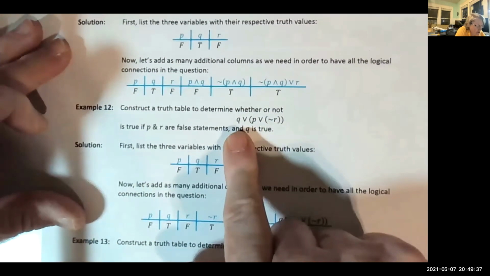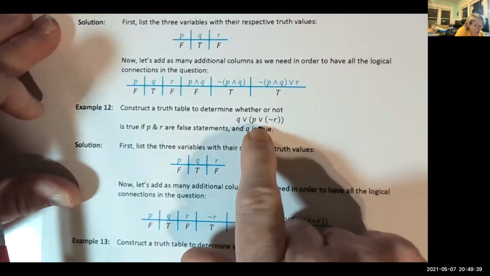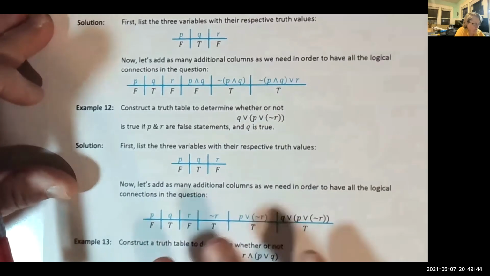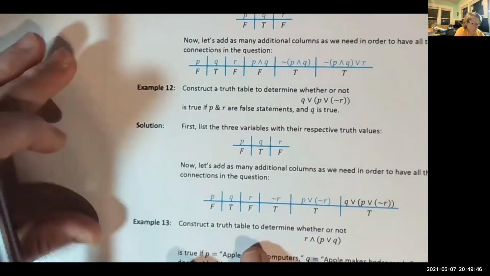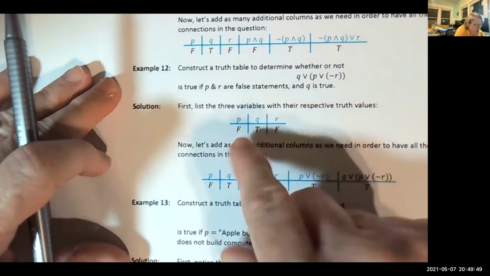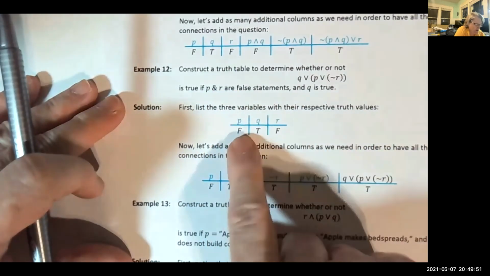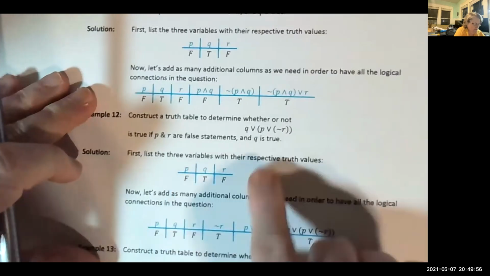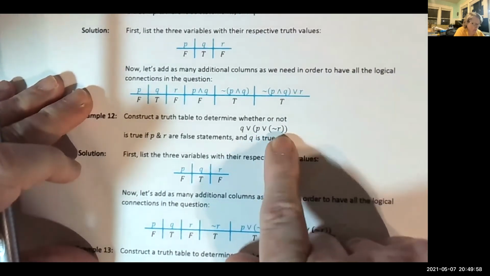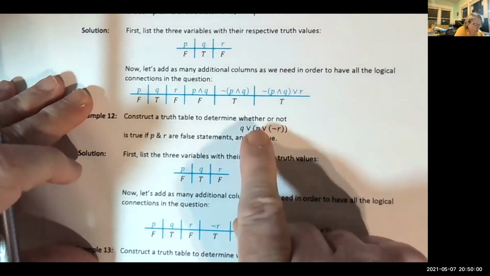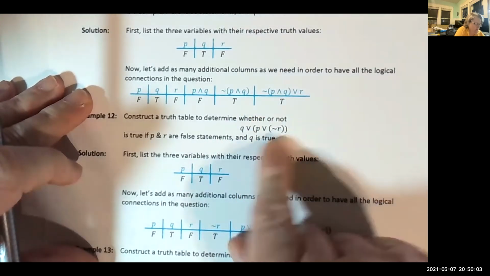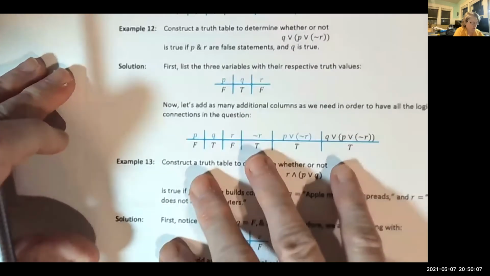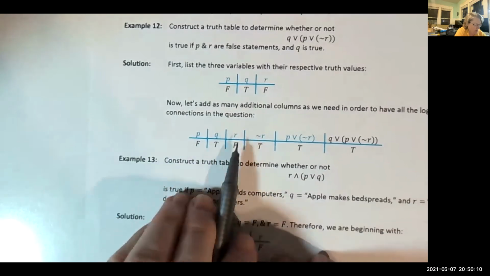Well, what if we have a slightly different question? We have Q or P or tilde R, not R. So here, we're assuming that P and R, again, are false. Q is true. We're going to need to find tilde R, then P or tilde R, and then Q or P or tilde R. So let's see. We've got P, Q, and R.